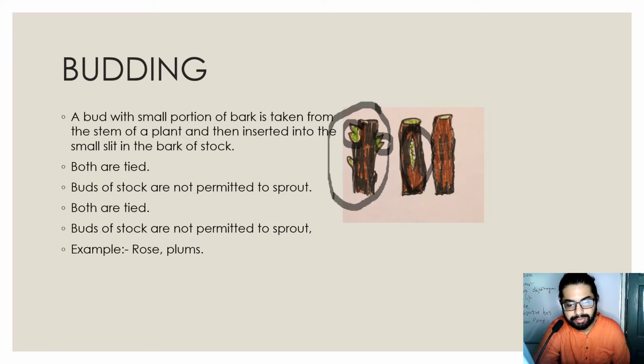You see, slit means a small cutting, because to adjust or fit this bud with the bark in the new stalk, a slit has been made. So in this slit this is attached, and thereby it forms a new variant, and both are tied obviously. So this happens in rose, plums.